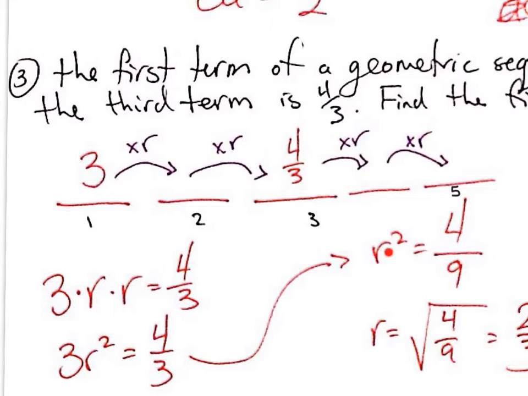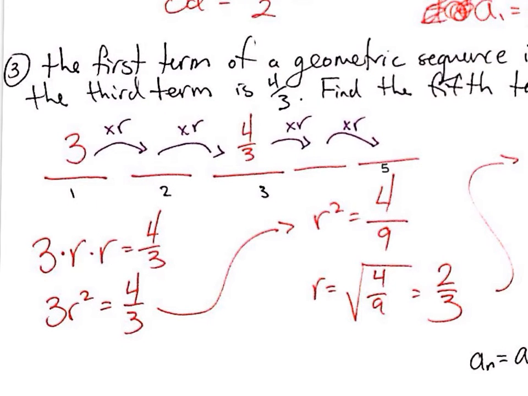Divide both sides by 3. Take the square root. And we get 2/3 as our common ratio. And technically, negative 2/3 would also be an answer here. We end up with the same value for the fifth term.